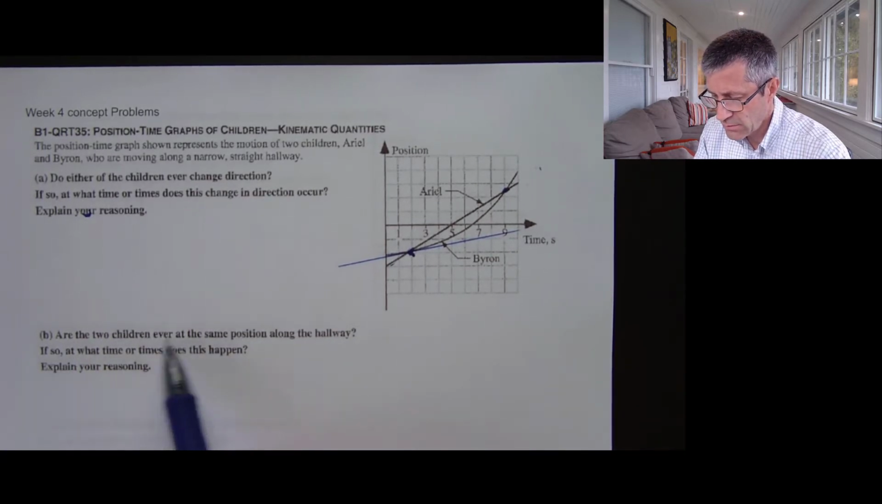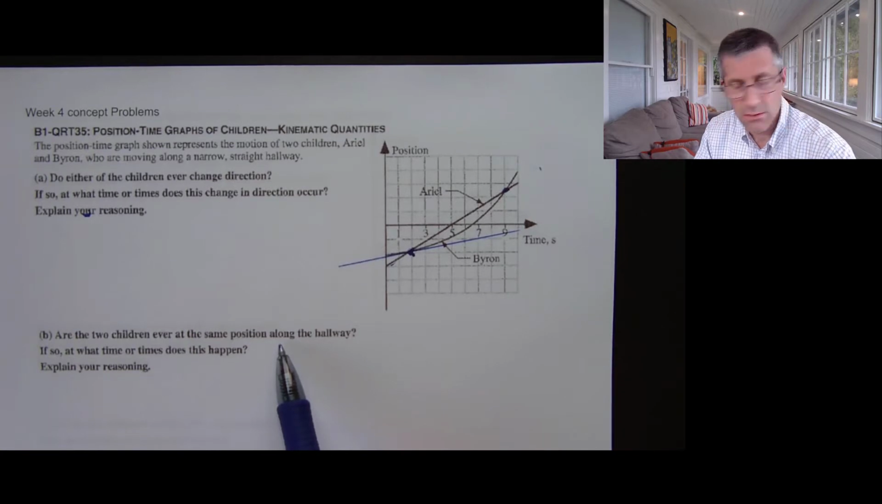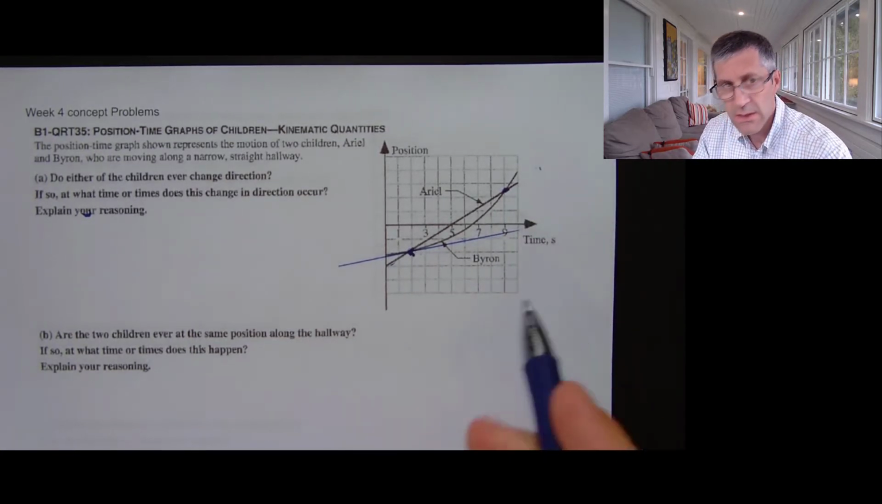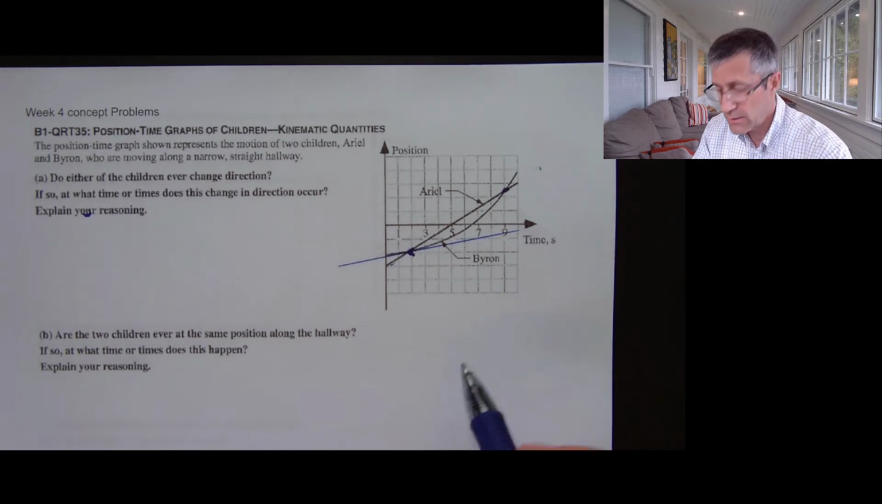So are the two children ever at the same position along the hallway? Yes. Twice they're at the same position at the same time. That's just being shown on the diagram here.